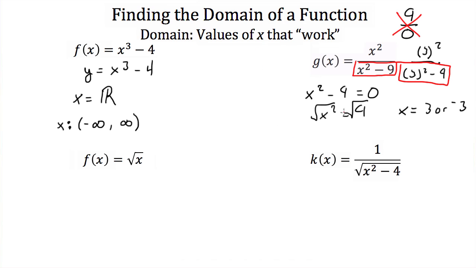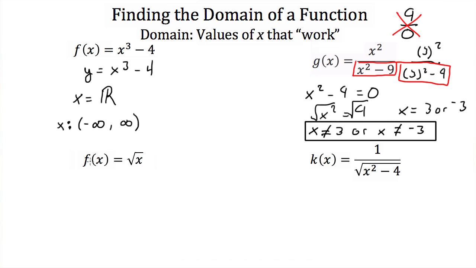So if you wanted the domain for this function g of x, you would say that x cannot equal 3 or x cannot equal negative 3. This means that x can be any number we want it to be, except 3 or negative 3, because if I plug in 3 or negative 3, then I do not get an answer for g of x. g of x becomes undefined, because again, I'm dividing by 0.